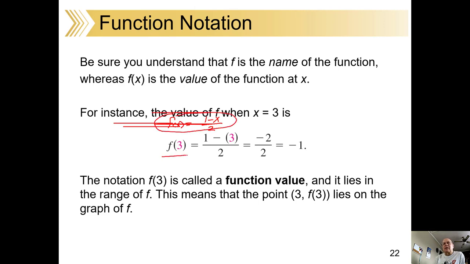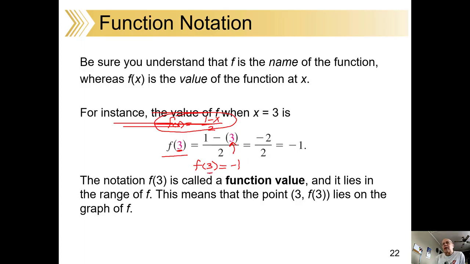Now, what does that mean? Okay, the f tells you which function we're talking about. This number right here says, what number are we going to feed in to the function? We're going to feed in a 3. So everywhere you see an x, you're going to put a 3. Evaluate it, and there's your value. The function value for 3, if you put a 3 in your function machine, what do you get for an answer? -1. That's what it means.